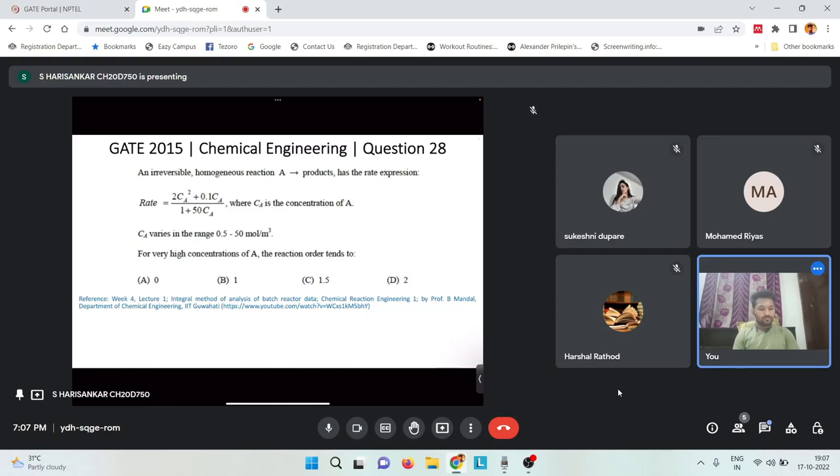So this is a question from GATE 2015 from Chemical Engineering, question number 28. An irreversible homogeneous reaction A gives products has the rate expression rate is equal to 2 Ca square plus 0.1 Ca by 1 plus 50 Ca, where Ca is the concentration of A. Ca varies in the range of 0.5 to 50 mole per meter cube. For very high concentrations of A, the reaction order tends to, and the four options given are A 0, B 1, C 1.5 and D 2.